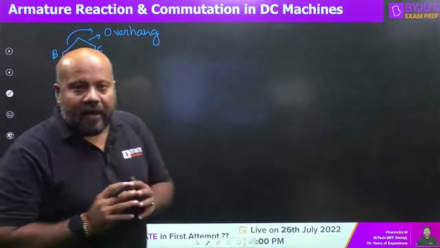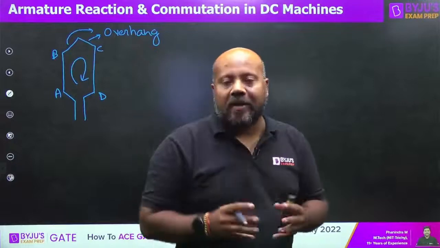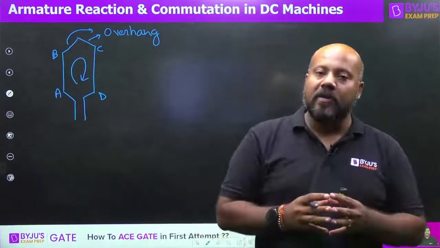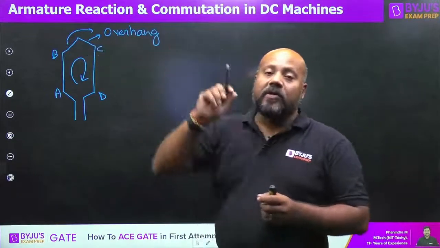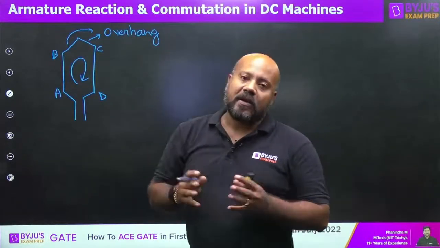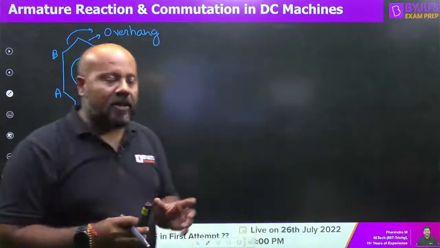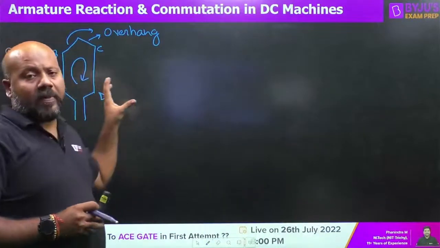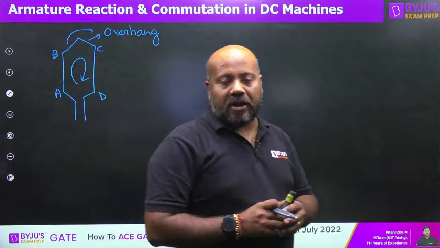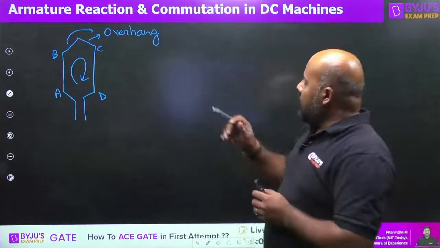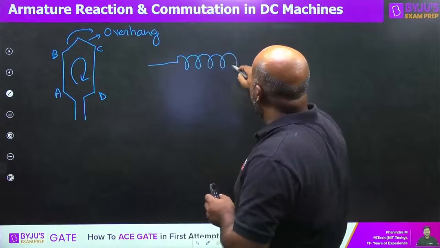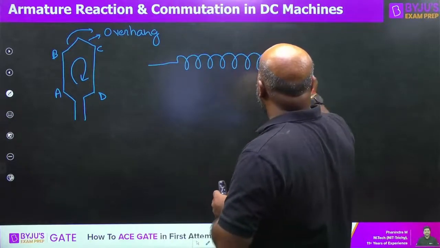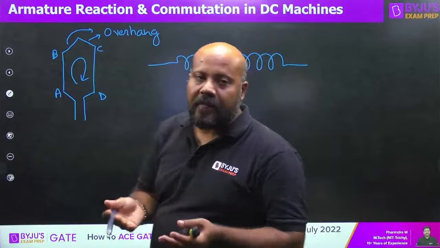Please understand that the overhang portion does not take part in the energy conversion process of your machine. Only the conductors take part actively in the energy conversion process. That is, AB and CD, the 2 conductors, participate in the energy conversion process. So your coil looks something like this. Suppose this is the coil, this is the winding.